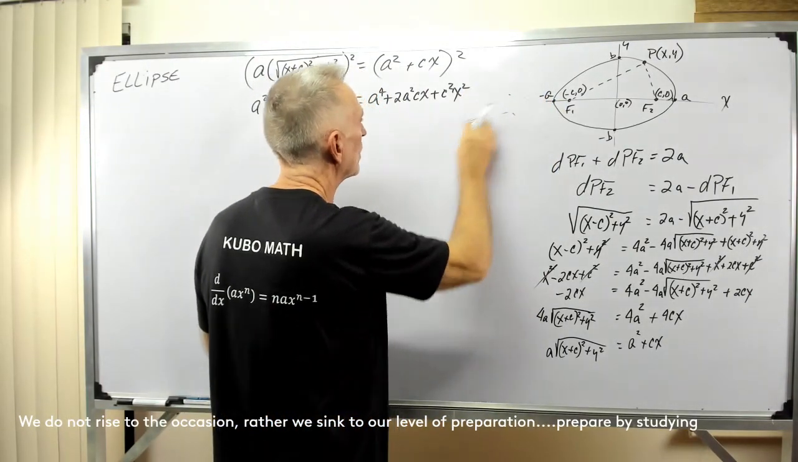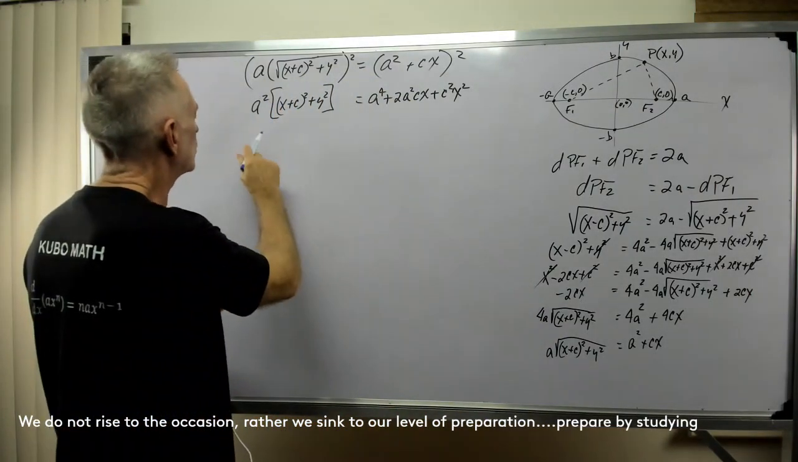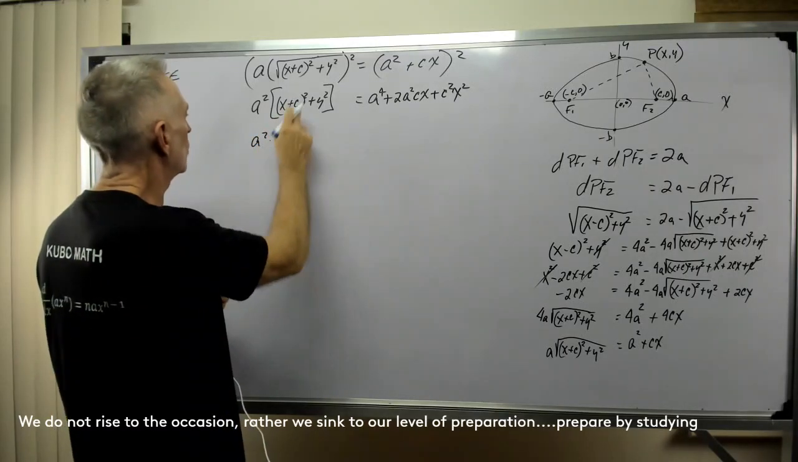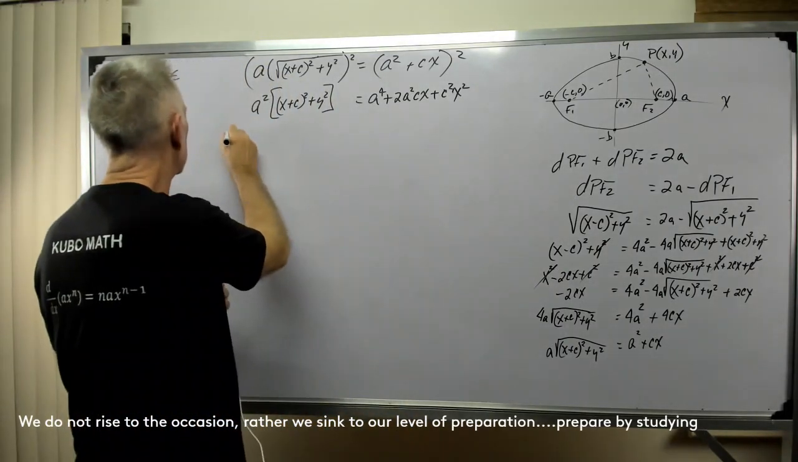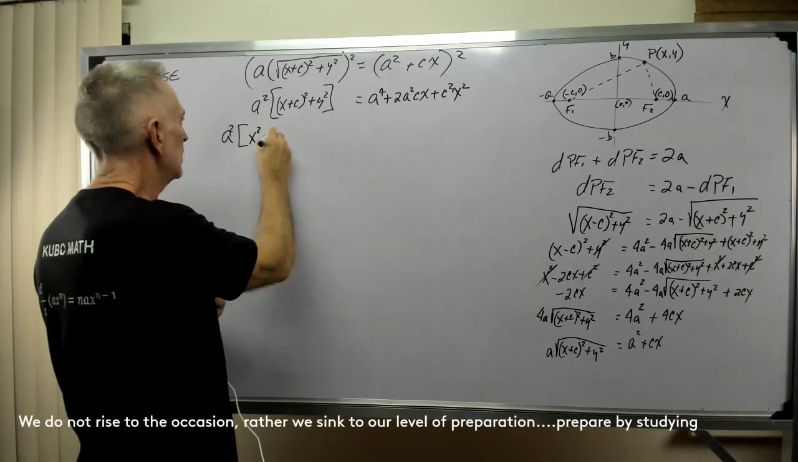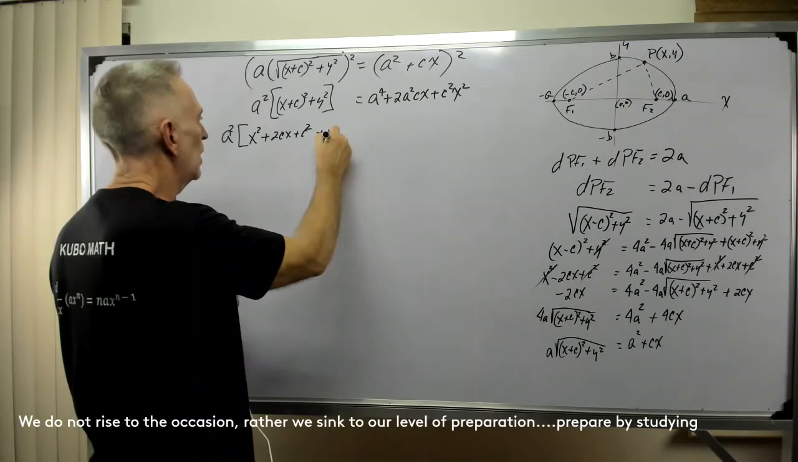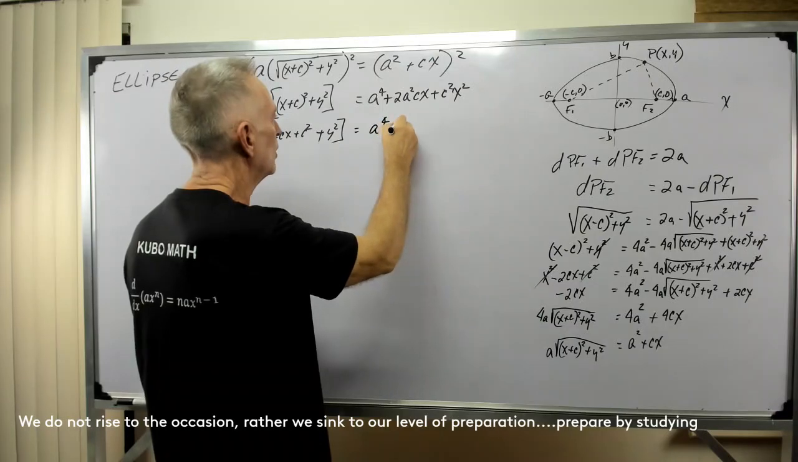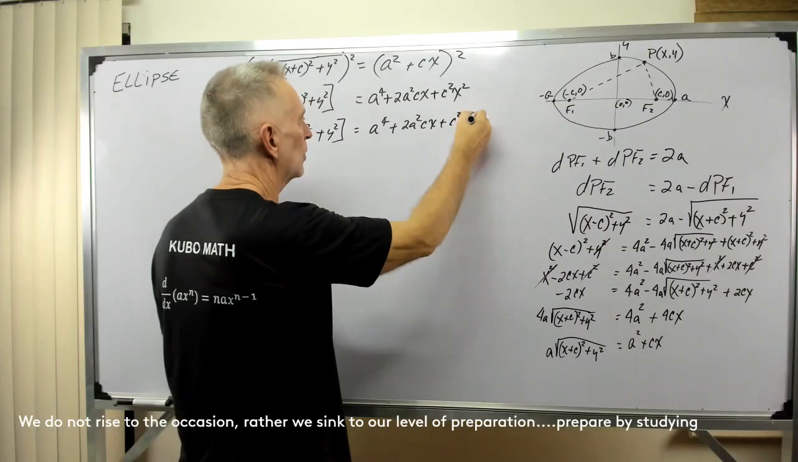Clean up a little bit here. Now let me multiply this to the inside. I've got a squared times x. Oh, excuse me, I've got to expand that, don't I? All right, let's expand that. So now I have x plus c squared gives me x squared plus 2cx plus c squared, and that's plus this y squared, and all of that's times a squared, and that equals a to the 4th plus 2a squared cx plus c squared x squared. Whoa.